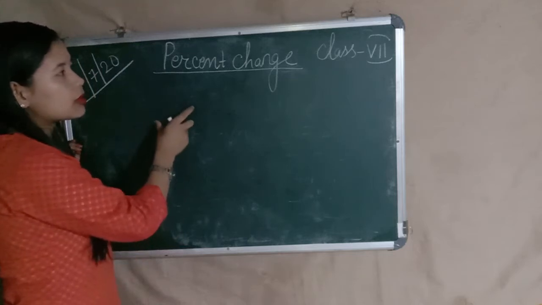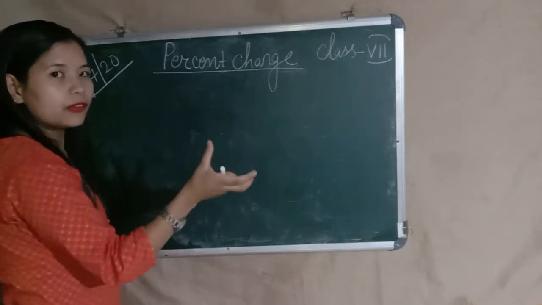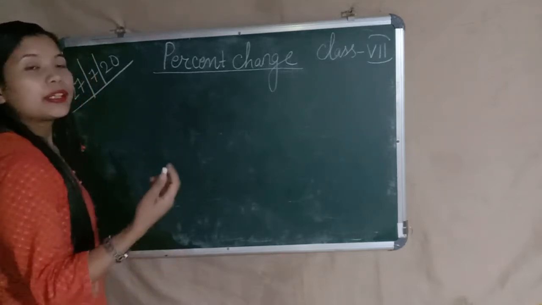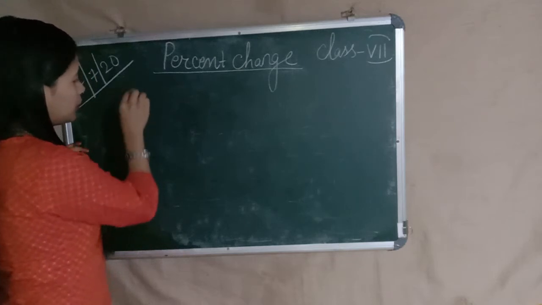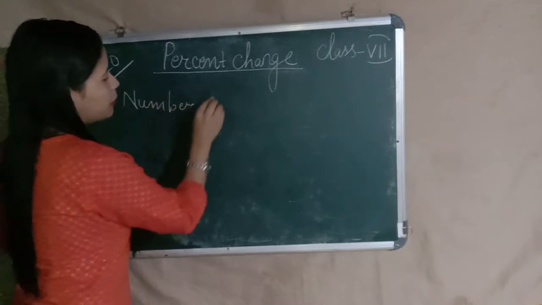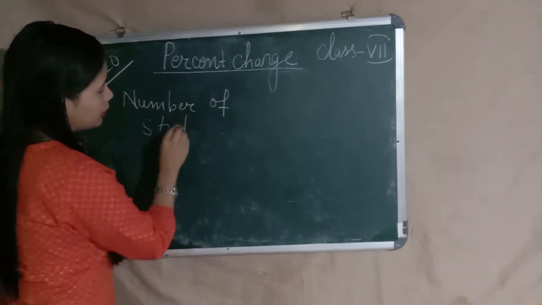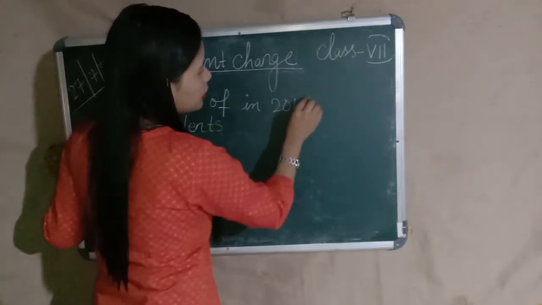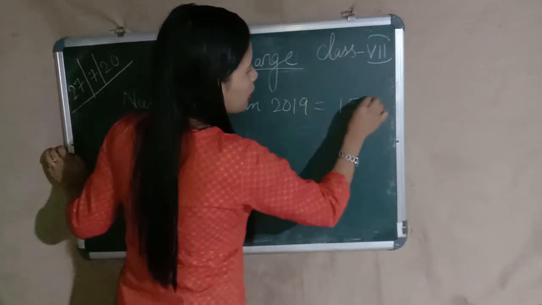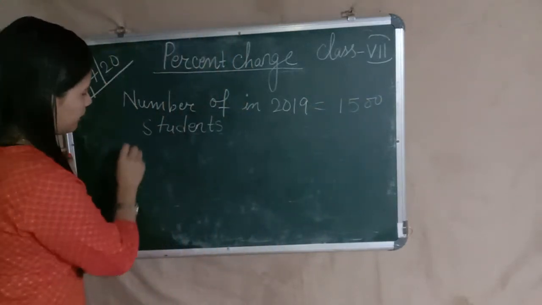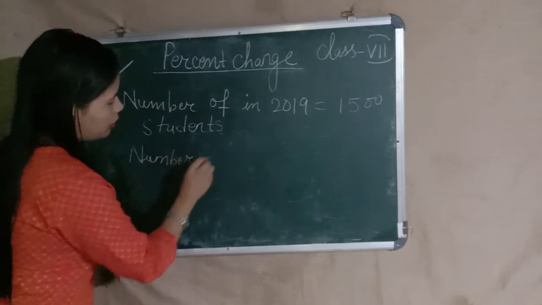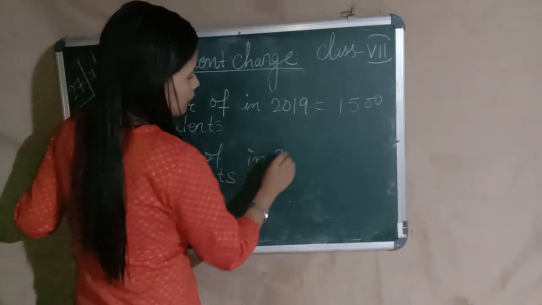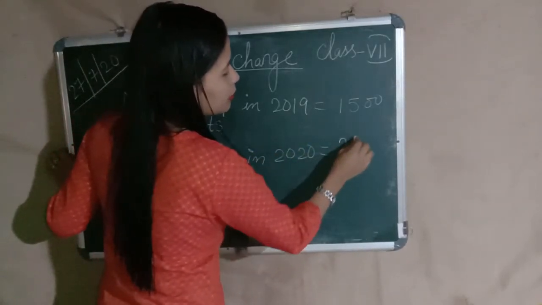We will come across this situation in our daily life, so we'll be dealing with a few problems. For example, say the number of students in our school in the year 2019 was 1500. And in the year 2020, let the number of students be 2000.